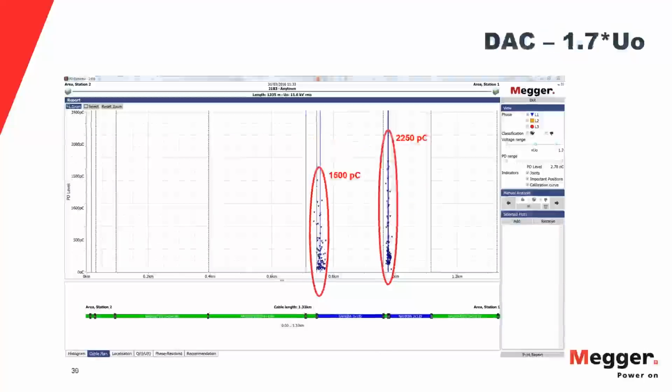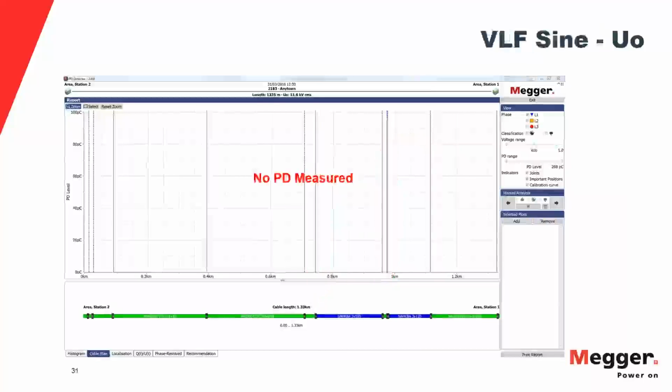When we bring the damped AC up to 1.7 times rated voltage, the intensity is flipped. Now the splice at 900 meters has a higher intensity of 2250 picocoulombs compared to the 1500 of the splice at 750 meters. Both of these splices are cause for concern, and we need to take some corrective action on both of these splices. When we go to our VLF sinusoidal results, though, at rated voltage, we show no PD measured.